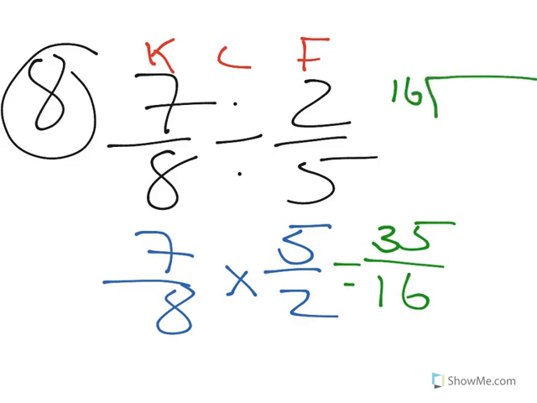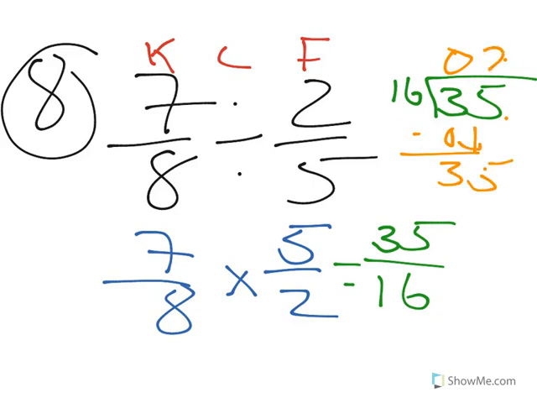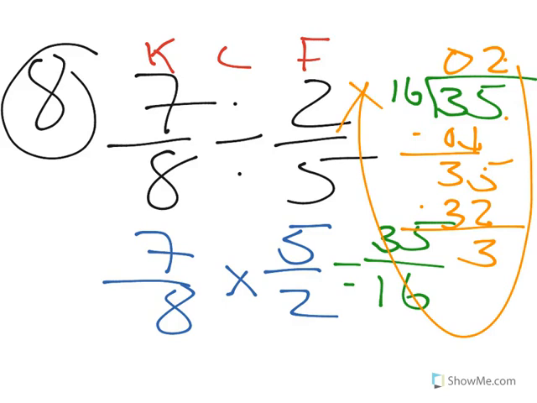35/16 is improper, so I want to divide it out. So, does 16 go into 3? No. Bring down the 5. Does 16 go into 35? The answer is yes. 2 times, which is 32. And now that I'm done, I write it clockwise. So my answer to this problem is 2 3/16. Don't know what happened, so I hope you got 2 3/16.